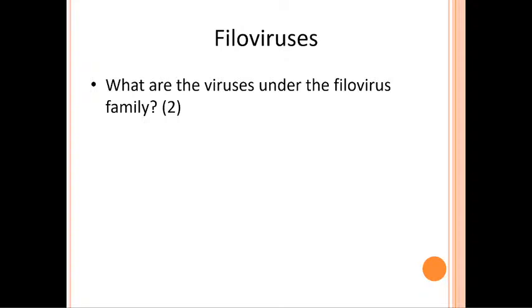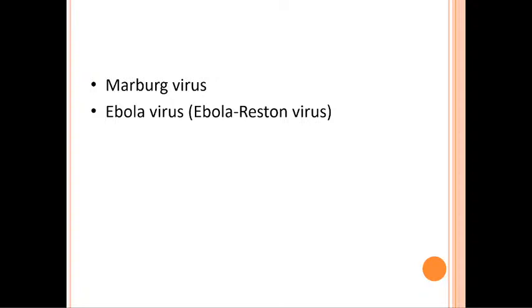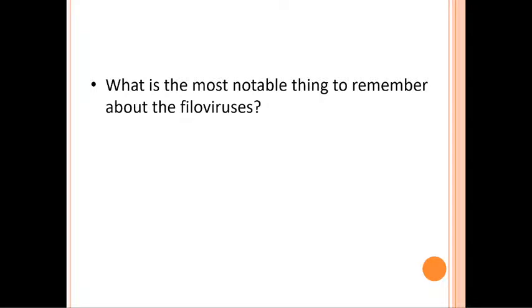Now, filoviruses are another one that you need to remember. The members of these viruses are the Marburg virus and the Ebola virus. Ebola is another recent outbreak, I think in Central Africa, I think 2017. If you're going to take the exams at an international level, they are going to ask you about these two types of viruses. So, what do they usually ask? Well, these are the things that you need to remember. It is the most fatal virus with a 90% fatality rate.